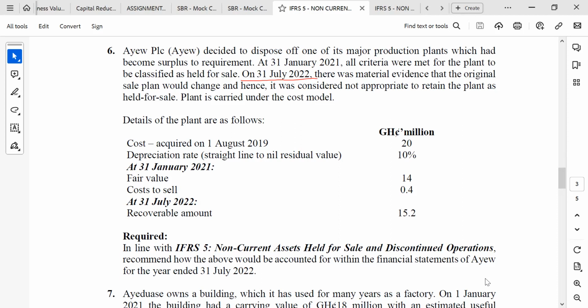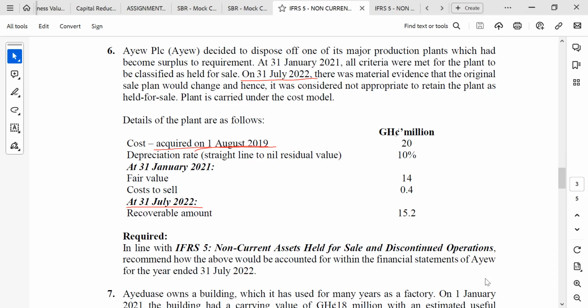All right. From 1st August to 31 July 2022, how many months is that? 2020 is 1 year. 2021 is an additional 1. 2022 is what? 3 years. Would that be 3 years? The asset was bought on 1st August 2019. Yes. So August to July, that will be 3 years.